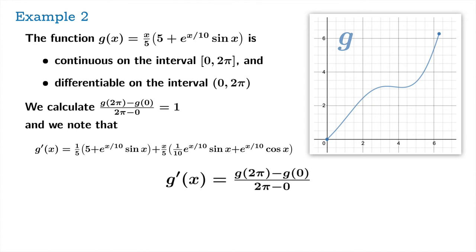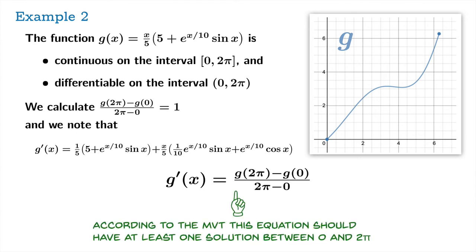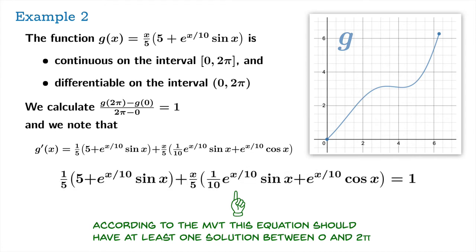And now here's the general statement of the mean value theorem. Well, it's not the statement, but it's the equation that you should be able to solve. The mean value theorem asserts that this equation should have at least one solution between the argument 0 and 2 pi. Now when we substitute in the explicit data in this problem, we get this equation, which is rather eye-popping.